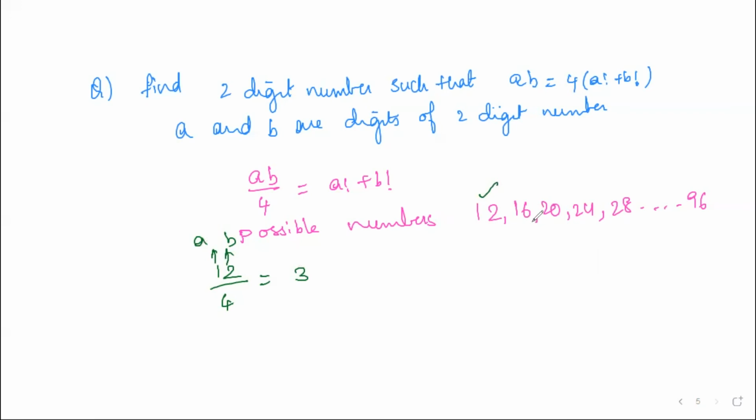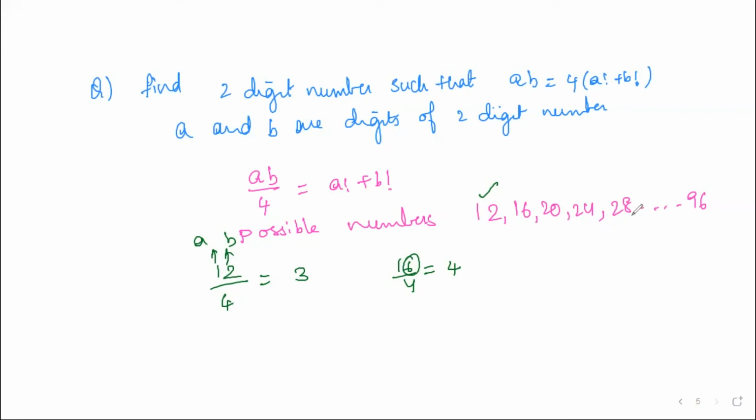And when we pick 16 here, 16 by 4 gives us 4. But 16 factorial is going to be a huge number. So we can come to a conclusion: whenever the second digit is higher, it will not satisfy the above condition. So you can check for 20. Although it is divisible by 4, it cannot satisfy the A factorial plus B factorial condition.